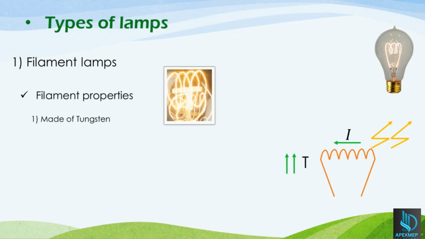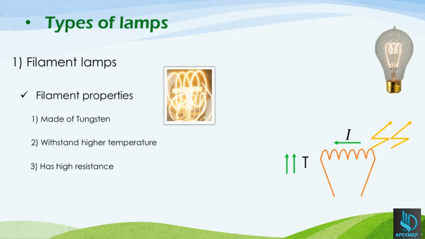And the second property of the filament material depends on the first one. As we said, its temperature increases highly, so it must be made of a material that is able to withstand the larger amount of temperature that is produced from it. As some other metals melt when their temperature increases highly, the filament that is made of the tungsten can withstand a larger amount of heat without melting.